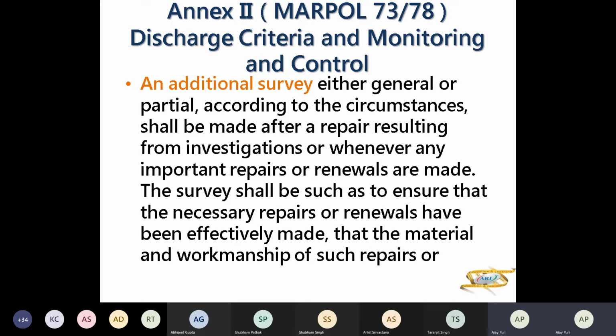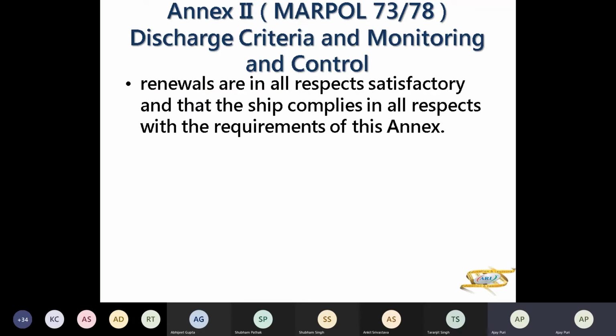Then you can have an additional survey. This is done in case you have a grounding or a collision, or maybe there is a major change in MARPOL which requires extensive repairs and changes. Then to check that everything is in order, you have an additional survey, and that will also be endorsed on your certificate of fitness. So with this additional survey, you ensure that your repairs are correct as per Annex 2, and the ship is fit for sailing.